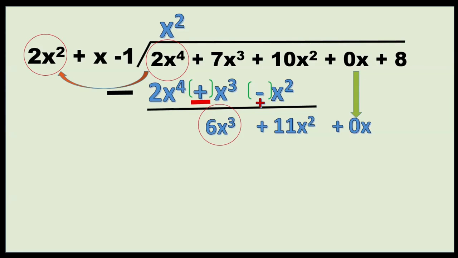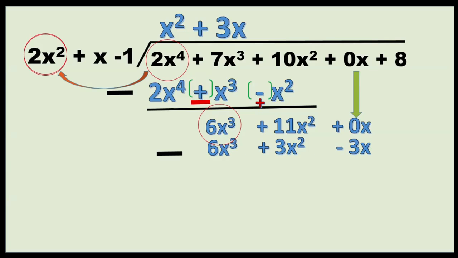Again, we focus on the first term. 6x cubed divided by 2x squared is positive 3x. Again, 6 divided by 2 is 3. Then x cubed divided by x squared is x. 3 minus 2 is 1. If we subtract the exponent it will be 1. Next step is to multiply the quotient to the divisor. So 3x times 2x squared is 6x cubed. Then 3x times x is 3x squared. Then 3x times negative 1 is negative 3x.